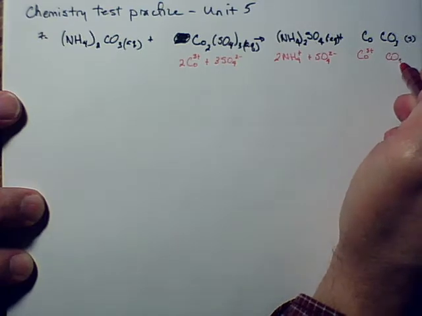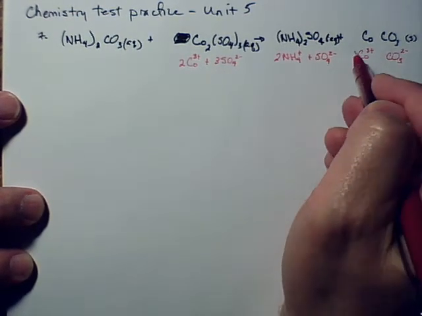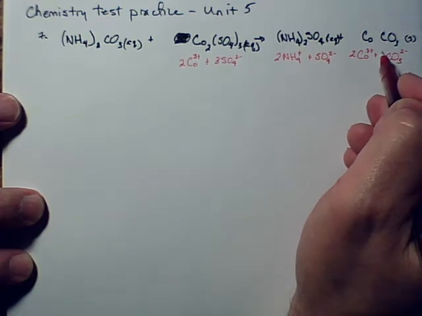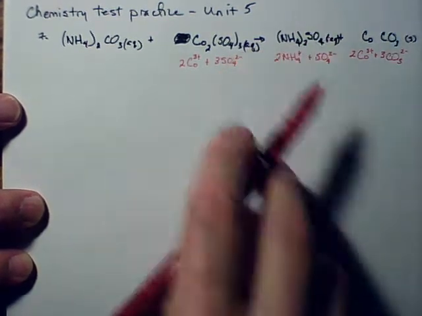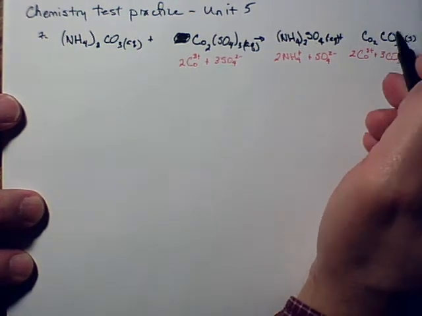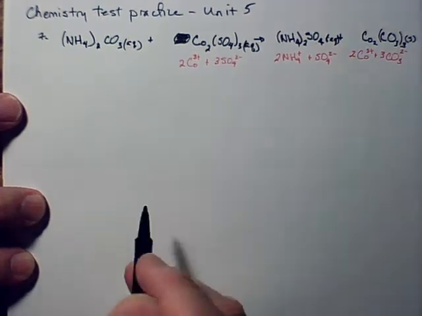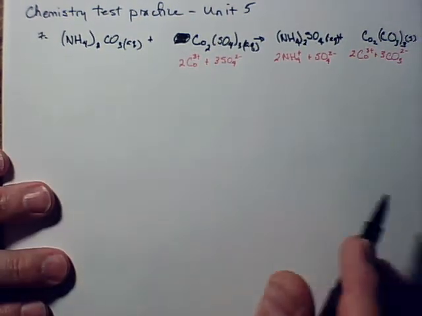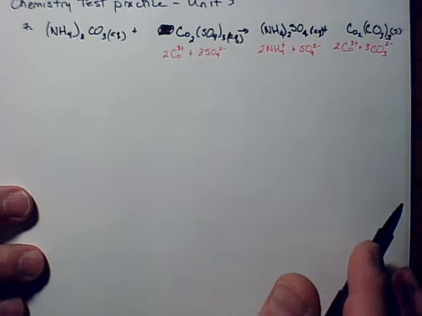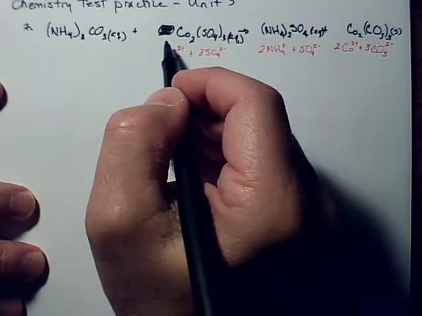Carbonate is going to be 2 negative. So we need to have 2 of these and 3 of these to have a balanced formula. So we'll have a subscript 2 here, and we're going to have a subscript 3 after parentheses following the carbonate. Now we're ready to balance the equation. We've got the formulas balanced.